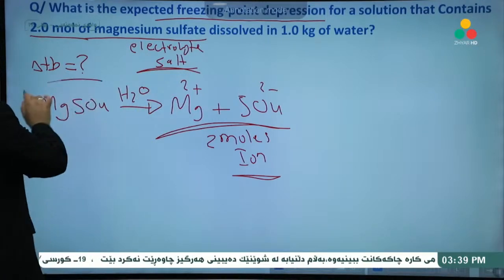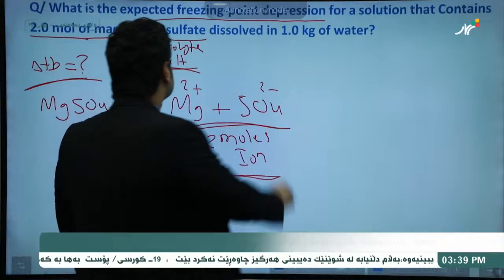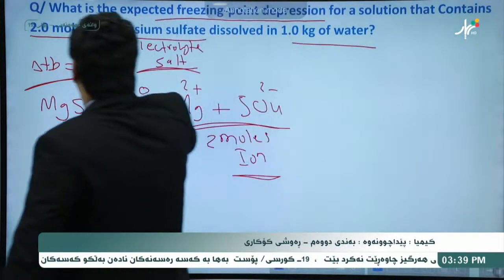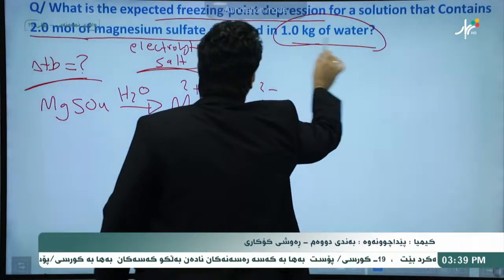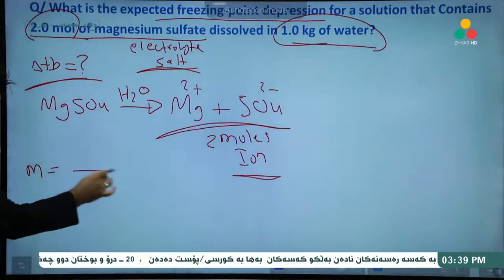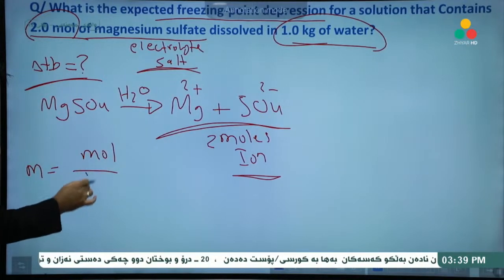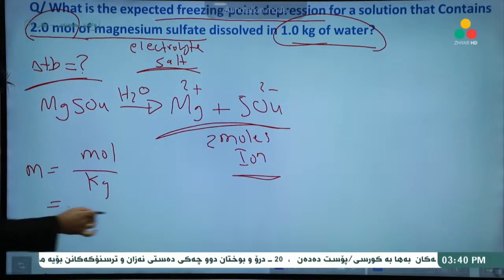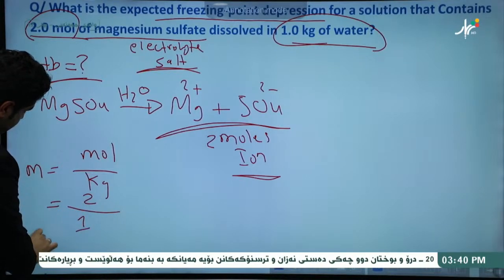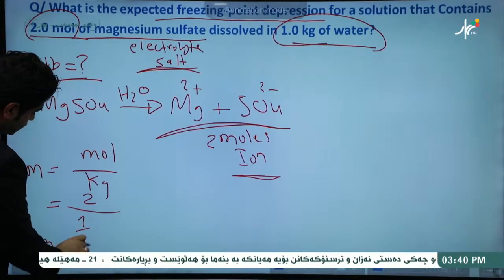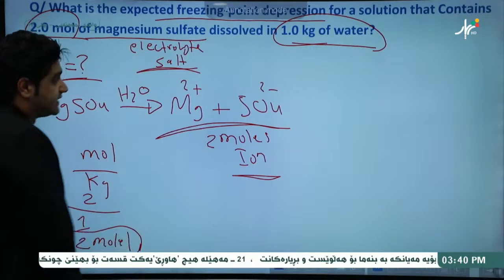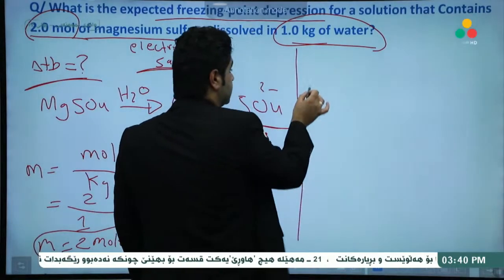Okay. Calculate delta TB if we dissolve 2 moles of magnesium sulfate in 1 kilogram of water. So that's very clear. We should get the value of molality in this 2 number. Molality is equal to mole per kilogram. So mole is 2, and kilogram is 1, so molality is equal to 2 molal.